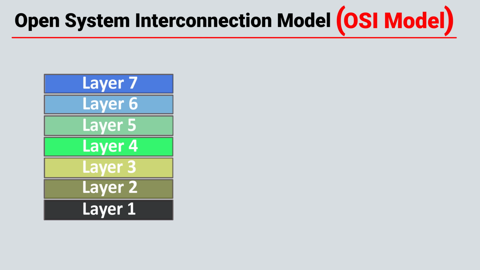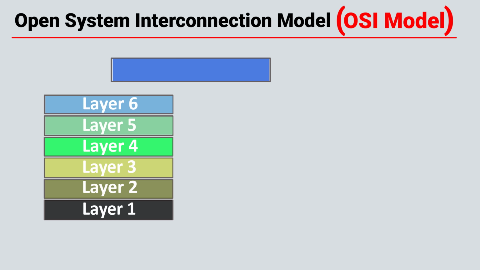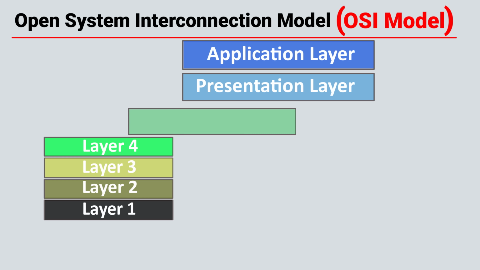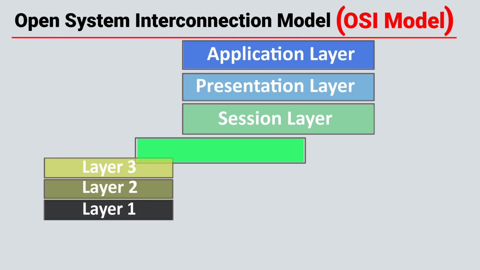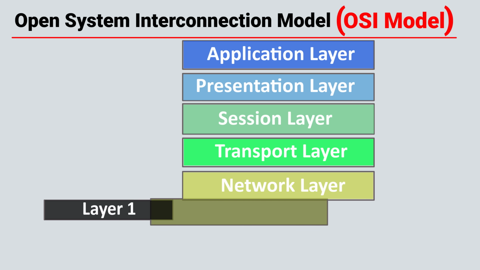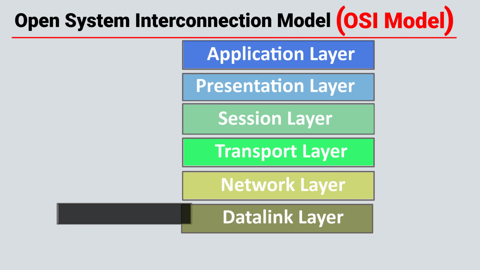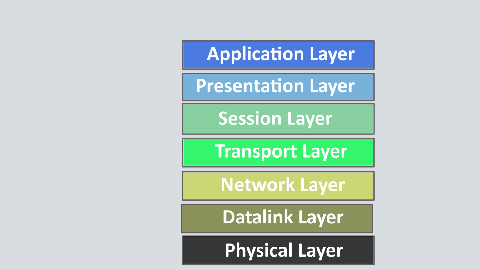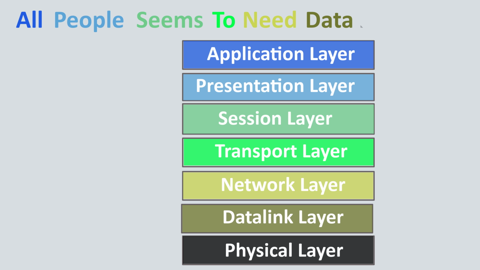There are 7 layers in OSI model. From top, there is application layer, then presentation layer, session layer, transport layer, network layer, data link layer, and physical layer. If you find it difficult to remember OSI model layer names and their sequence, then try to remember this phrase: All people seems to need data processing.